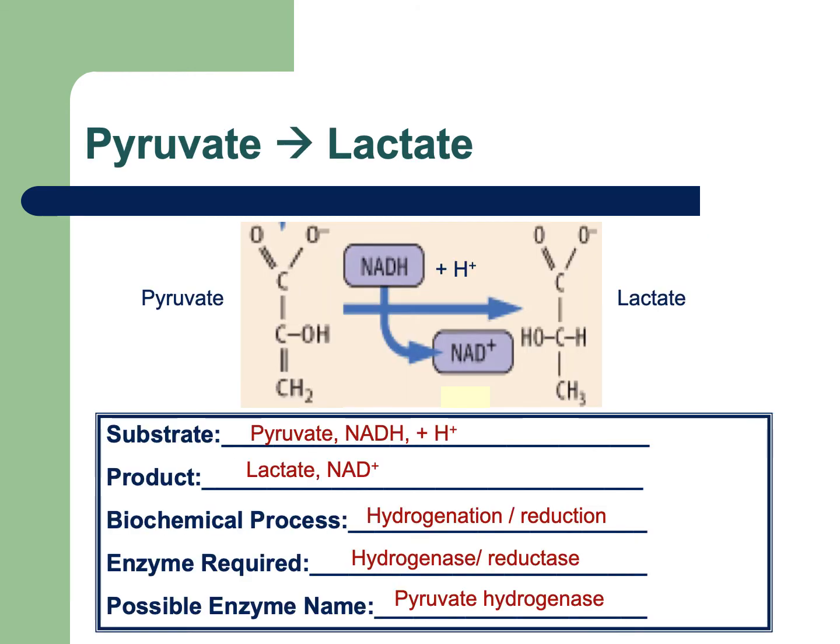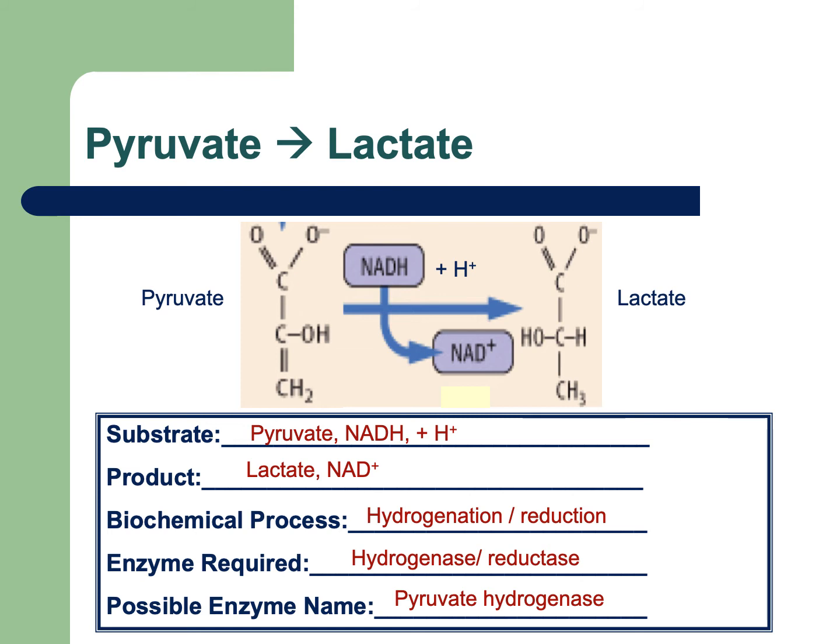Now let's look at the biochemical reaction that converts pyruvate to lactate. You can see here that both pyruvate and lactate are 3 carbon molecules. The difference between them is that lactate has 2 more hydrogen atoms. The donor of these hydrogen atoms is NADH, plus a hydrogen proton. So the reactants, or the substrates for this reaction, are pyruvate and NADH plus a hydrogen proton. The product is lactate and NAD.